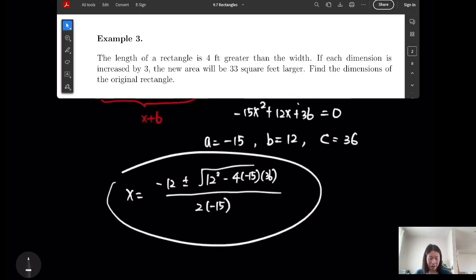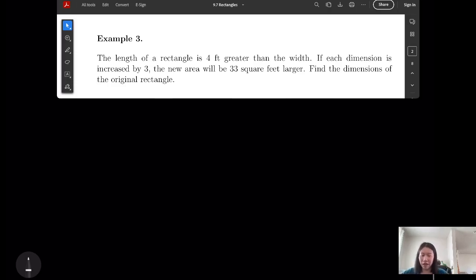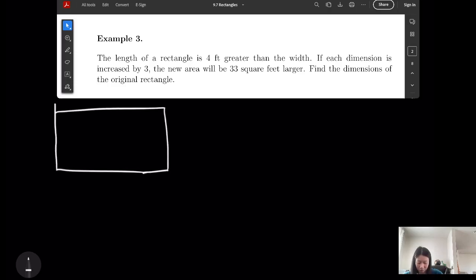So here is another example. The length of a rectangle is 4 greater than the width. Each dimension is increased by 3. The new area will be 13 square feet larger. Find the dimensions of the original rectangle. Well, let's draw a graph and see what this looks like.